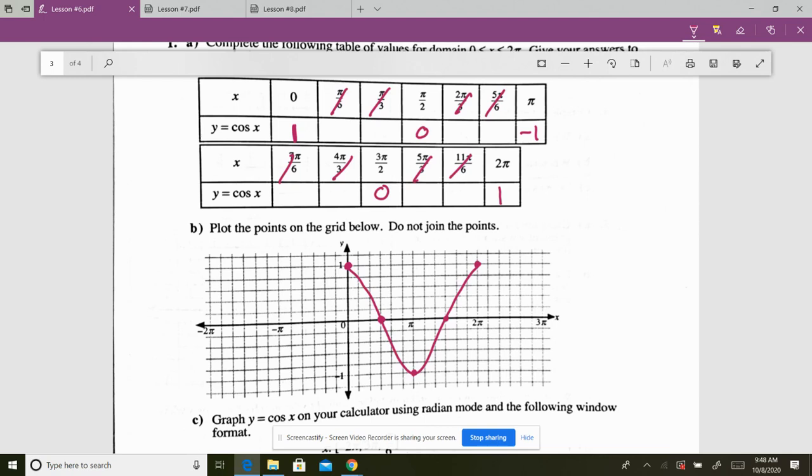Okay. From 0 to 360, you should know the x-intercepts. We're going to write them down, I think, on the next page. And the y-intercepts. But of course, it's periodic, so it cycles. So it actually looks like that if you extend it out.